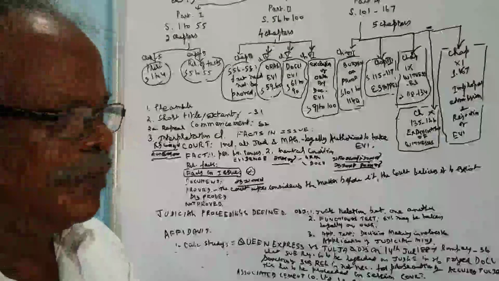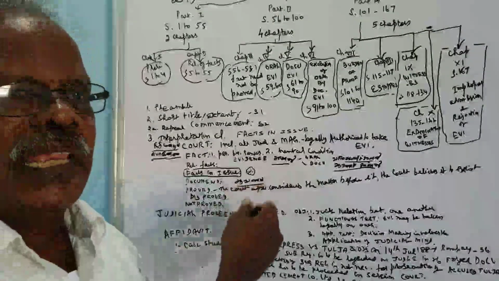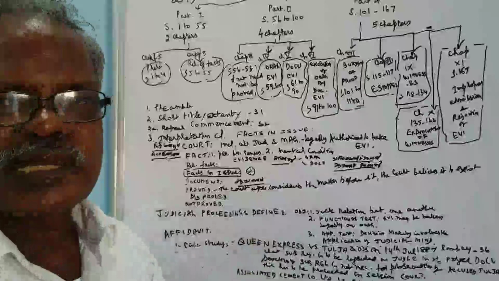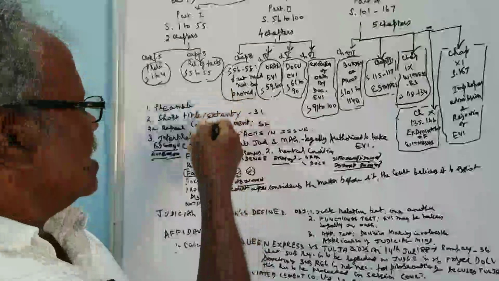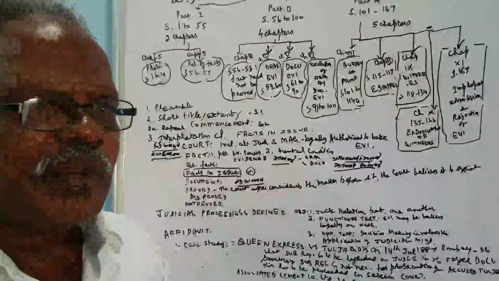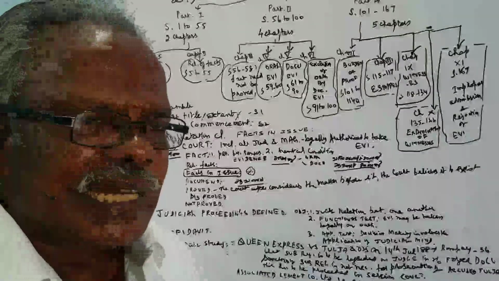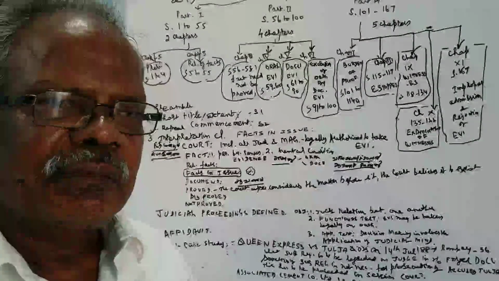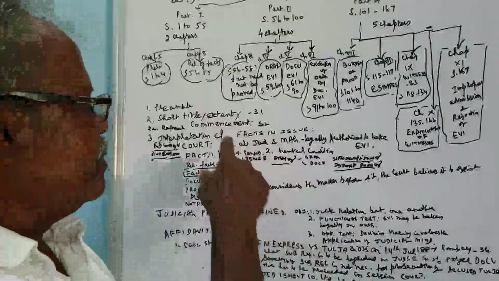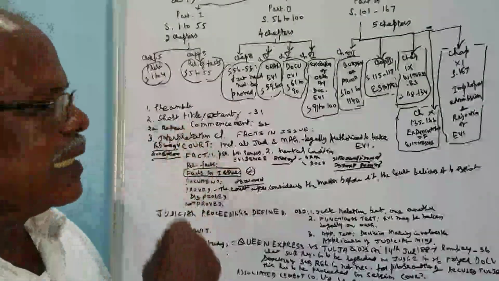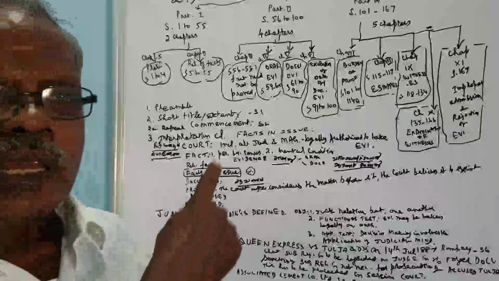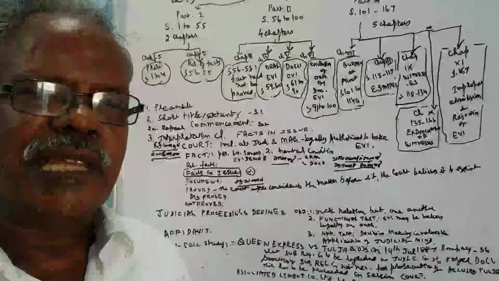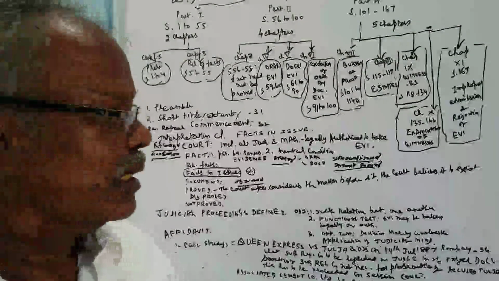Then we will see about the first three sections. First, the construction is the preamble. Preamble means the construction of the Act and the amendment of the Act. Everything comes under the preamble. Then the short title. The title of the Act is the Indian Evidence Act 1872.